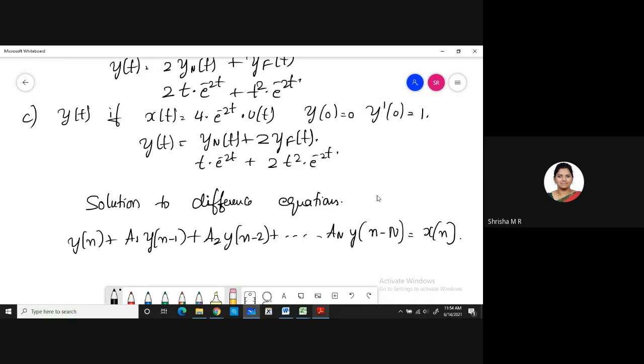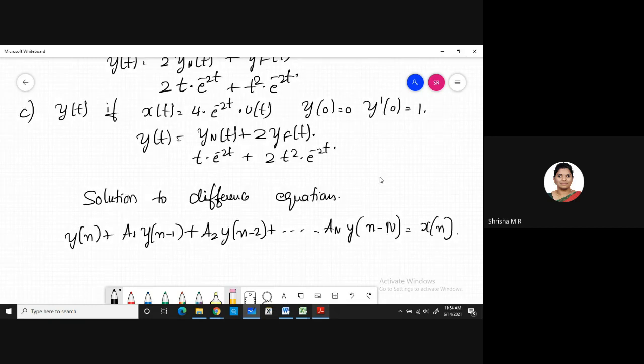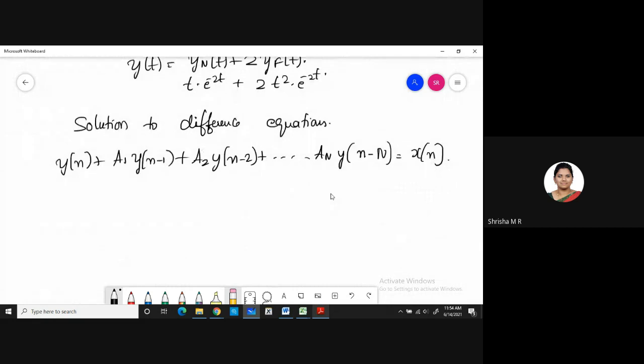Differential equations are for continuous time signals. So we have seen how to represent the LTI system. The first method was to represent it by impulse response, then the block diagram method, that is direct form 1 and direct form 2. This is the third method, difference and differential equations. Differential equations are for continuous time signals and difference equations are for discrete time signals. Fine. So what is the solution of this difference equation?